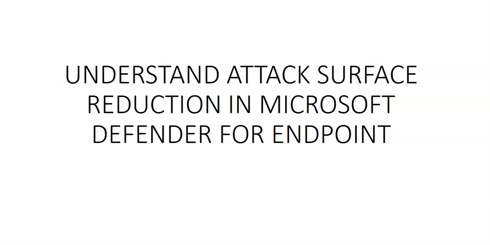You can set the rule to audit mode for evaluation. You use the audit mode to evaluate how attack surface reduction rules would impact the organization if they were enabled. It's best to run all rules in audit mode first so you can understand their impact on your line of business applications.